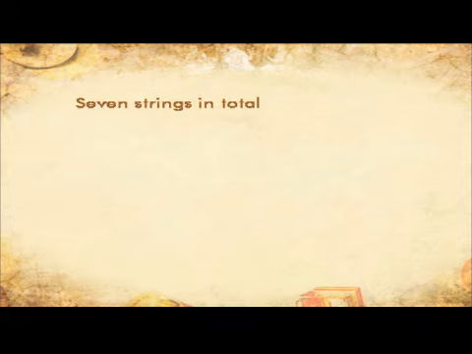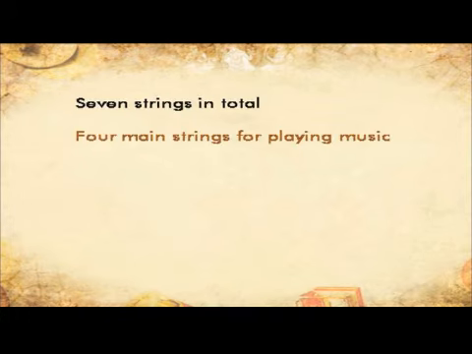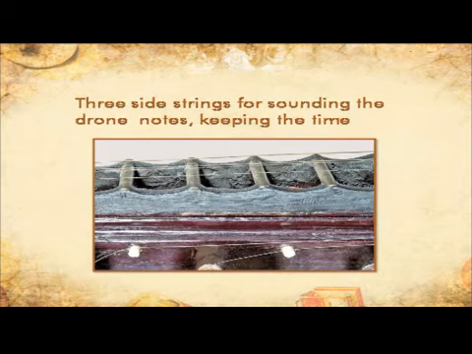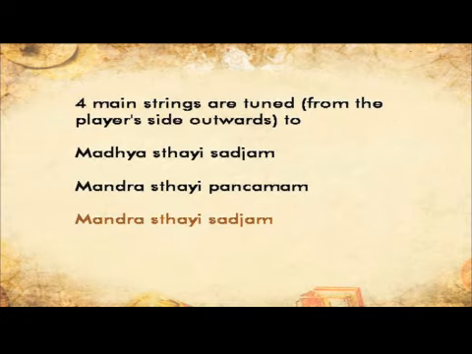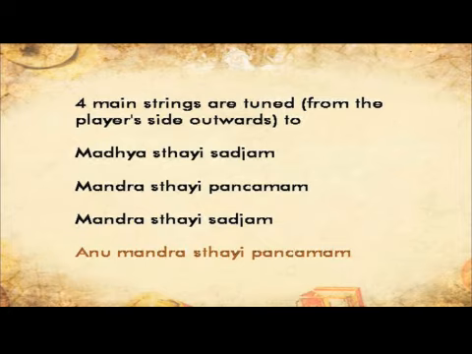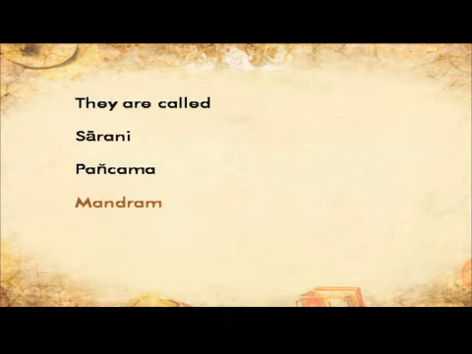Strings. There are 7 strings in a veena, 4 main strings for playing music and 3 side strings for sounding the drone notes and keeping the time. The 4 main strings are tuned from the player's side outwards to Madhyasthai Shadjam, Mandarasthai Panchamam, Mandarasthai Shadjam and Anumandarasthai Panchamam. They are called Sarani, Panchama, Mandram and Anumandram respectively.